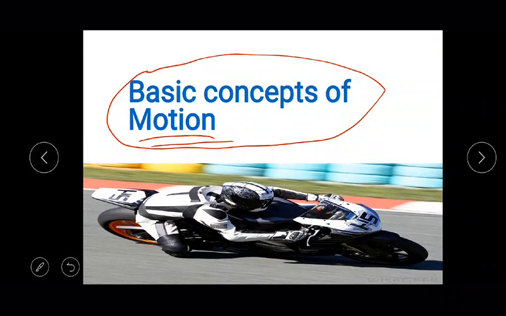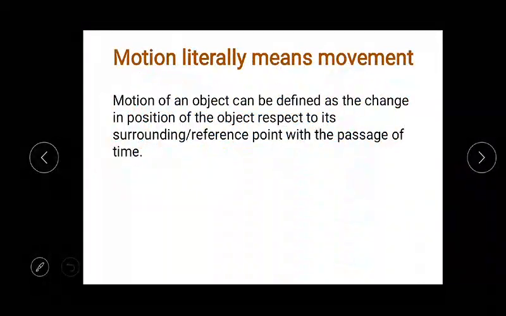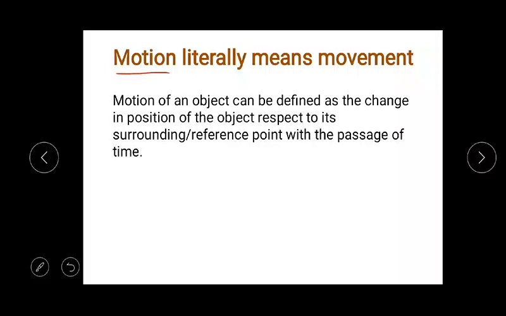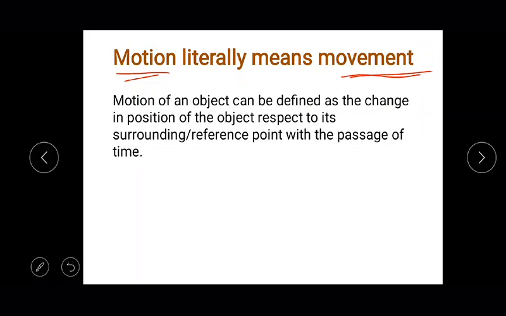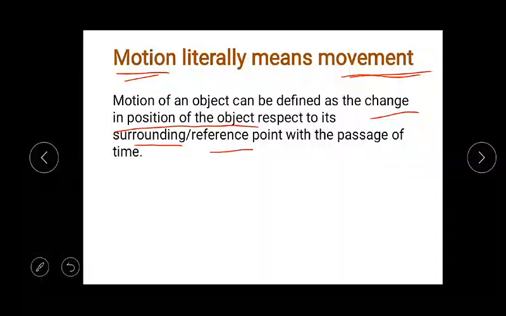Now motion, this word motion, it means movement. The literal meaning of the word motion is movement. Now in physics we define motion of an object, that is the definition for a moving object is given as the change in position of the object with respect to its surrounding or a given reference point or a taken reference point with the passage of time.